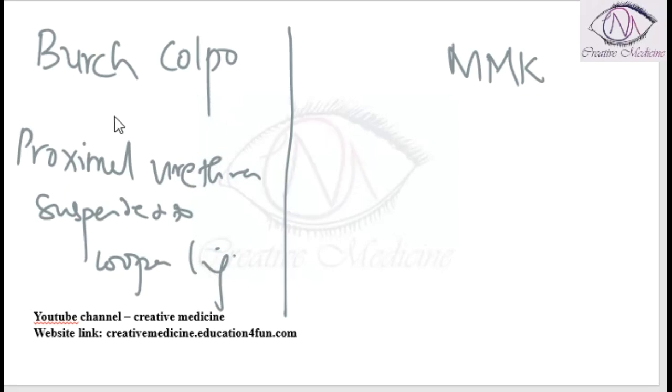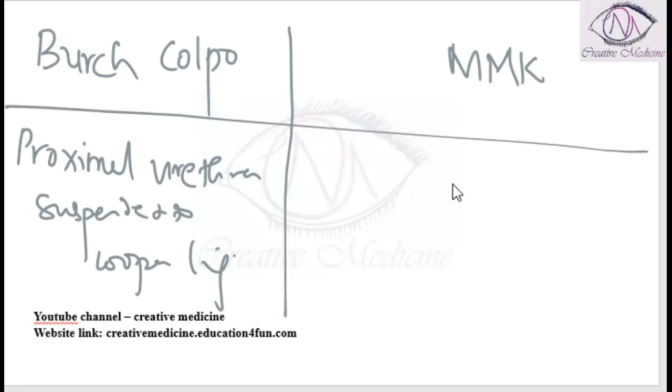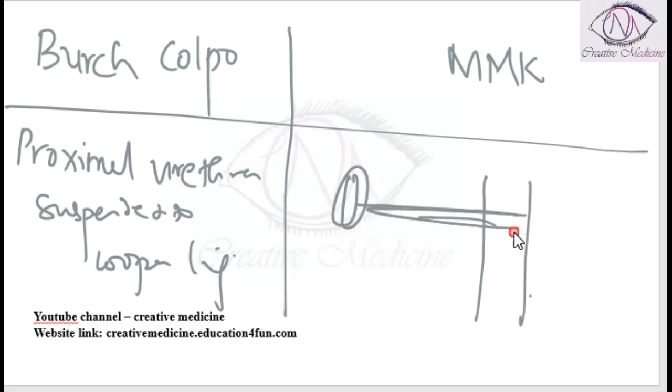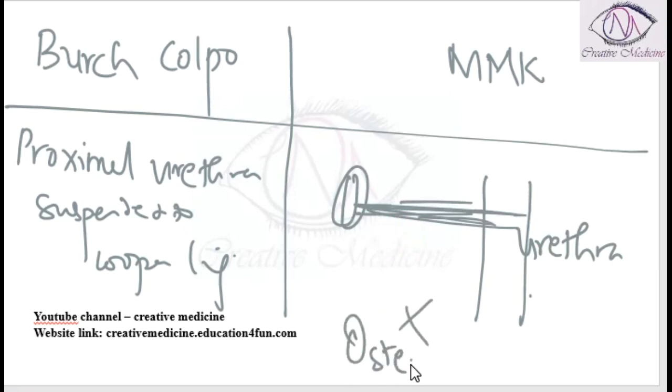Second, the Marshall-Marchetti-Krantz procedure. According to the Marshall-Marchetti-Krantz procedure, the proximal urethra is suspended to the pubic symphysis. This Marshall-Marchetti-Krantz procedure is not done now. A complication of this procedure is osteitis pubis.